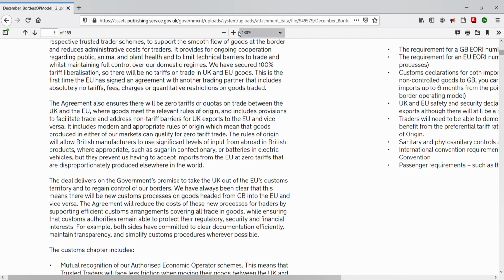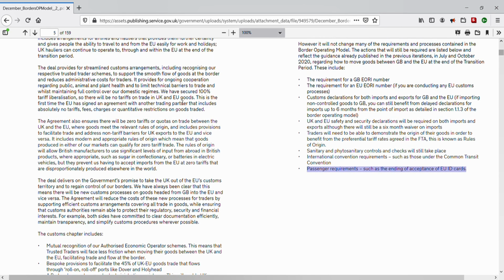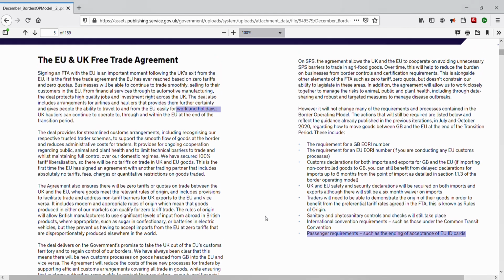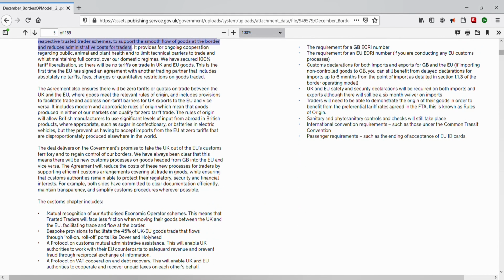Also, work and holiday travel. Although the EU ID card is not accepted for security reasons and such, the trade agreement does allow people to travel between the UK and EU easily for work and holidays. I remember holidays. Continuing with trusted traders. Not for everybody, but recognized trusted trader schemes, authorized economic operator schemes, etc., still continue post-transition. These allow the smooth flow of goods for businesses meeting pretty stiff criteria.